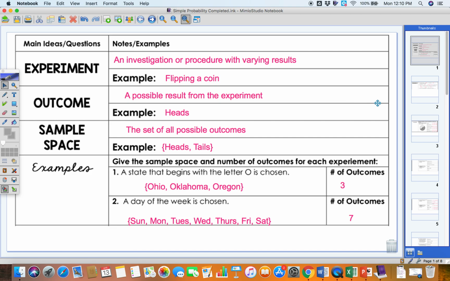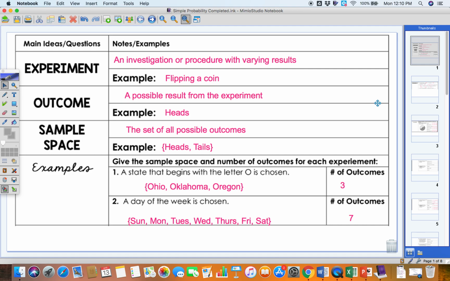The first thing we're talking about is an experiment, which is an investigation or procedure with varying results. An example would be flipping a coin. An outcome is a possible result from the experiment. So when we're flipping a coin, an example of an outcome would be heads.